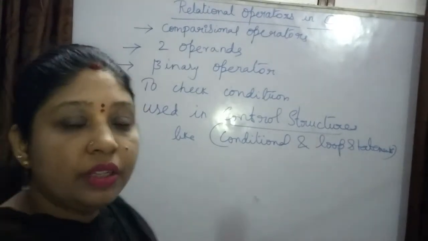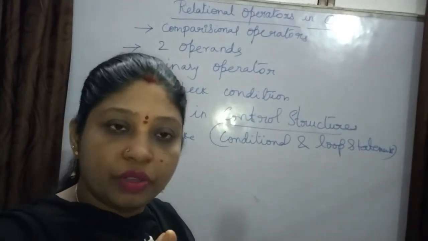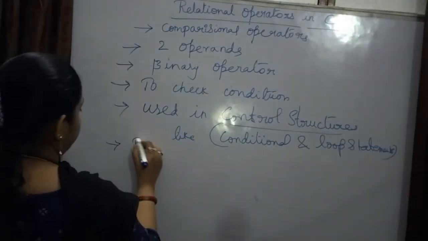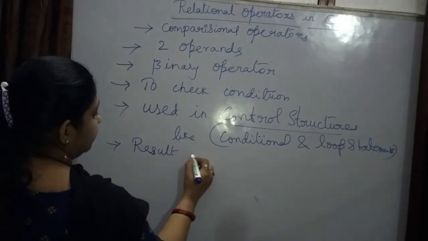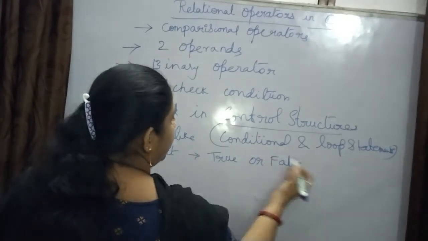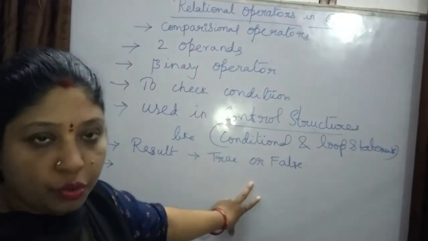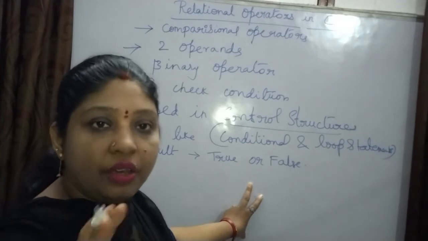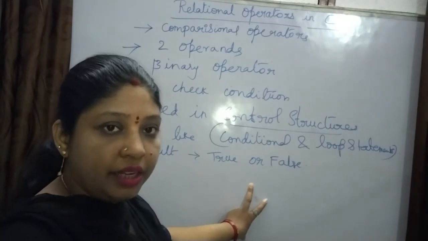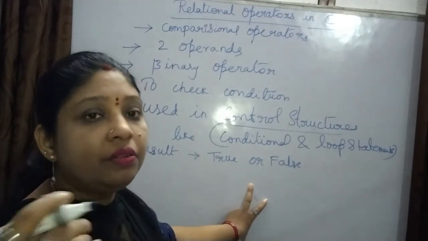Next, the result with these operators is just true or false. The result will be either true or false. If the condition is true in these relational operators, then it will return the value 1. That means whatever condition you give in the program, if that condition is true, the return value will be 1.